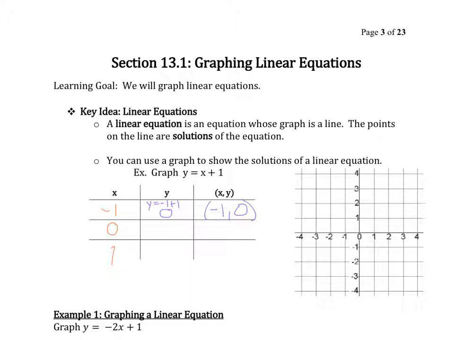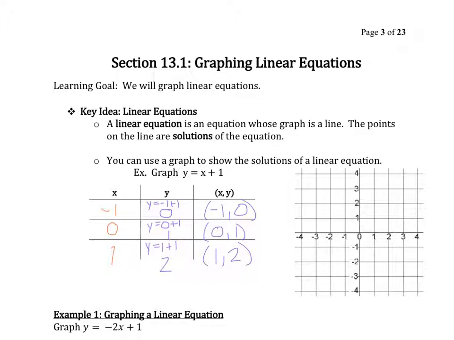So for the next one, if x equals 0, then I end up with the equation that y equals 0 plus 1. Once I simplify, I get that y equals 1. So our second point of the equation is (0, 1). Finally, we have when x is equal to 1, so we end up with the equation that y equals 1 plus 1, which of course is 2. So our final point is going to be (1, 2).